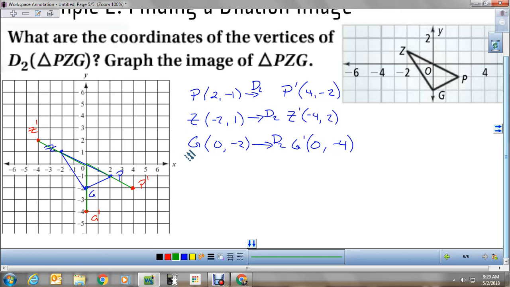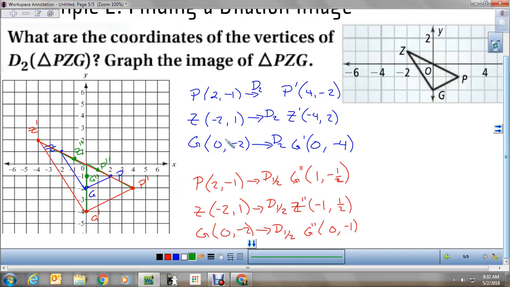Right now I want you to find the reduction, which is a dilation of a half of triangle PZG. So we're going to take the original image here and do a reduction of 1/2. Pause the video, calculate this, draw it on the same picture, or on a new graph, and come up with those new points.